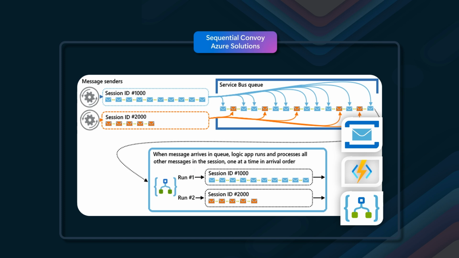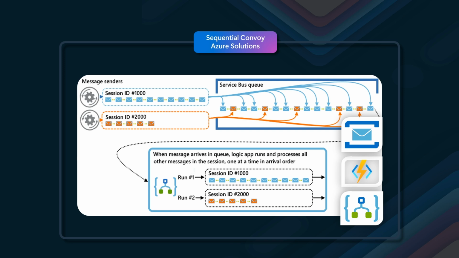So in our system, we have multiple message senders. Each sender generates messages that are grouped by session IDs. For instance, messages with session ID 1000 and session ID 2000 are sent into the system. These session IDs are crucial for maintaining the order of messages within each session. The messages from the different sessions are then routed into a Service Bus queue.